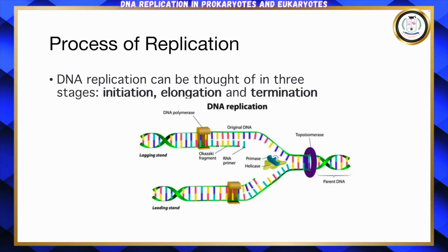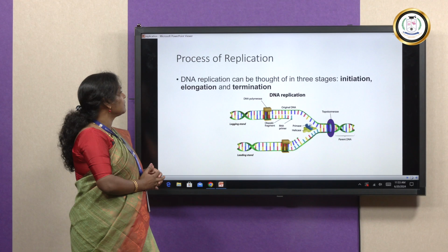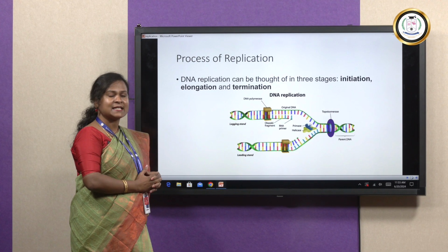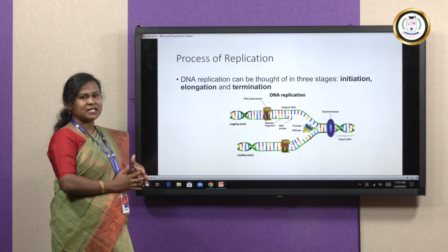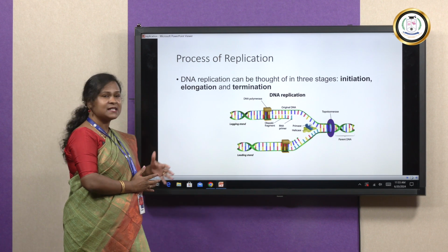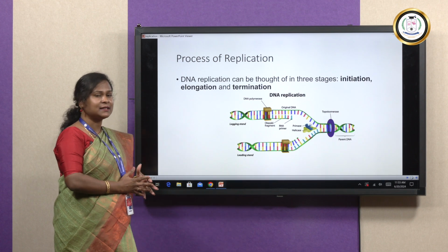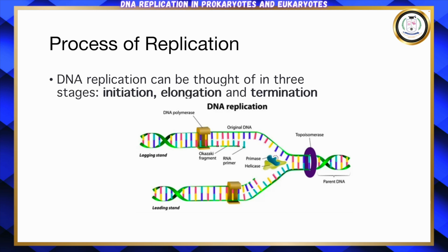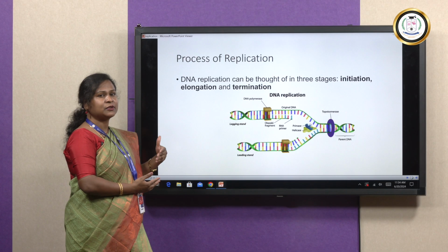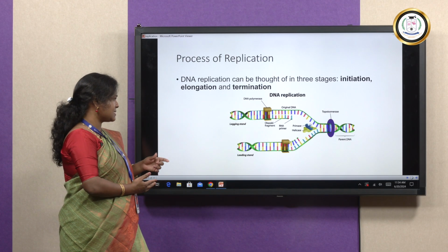For this daughter strand to be formed, it generally takes place in three phases, known as initiation, elongation, and termination. In the initiation phase, primase and helicase come together and help in creating the replication fork, making the two strands apart. Once they are apart, each of the parent strands acts like a template for the daughter strand to be synthesized.